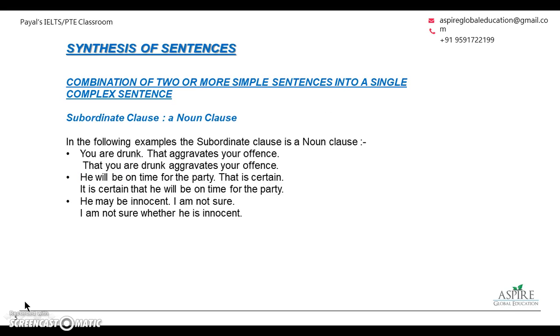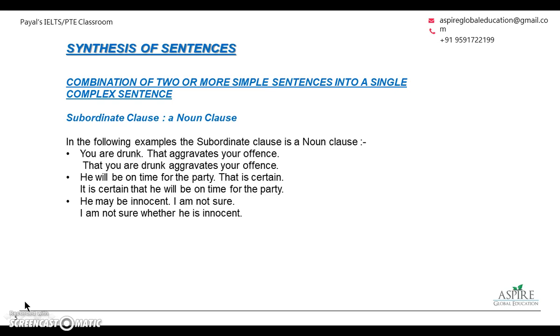Okay, now let's understand how to combine two or more simple sentences into a single complex sentence. You are drunk, that aggravates your offense. That you are drunk aggravates your offense. You will have to use a noun clause. What aggravates your offense? That you are drunk. The whole thing is taken as a noun clause.